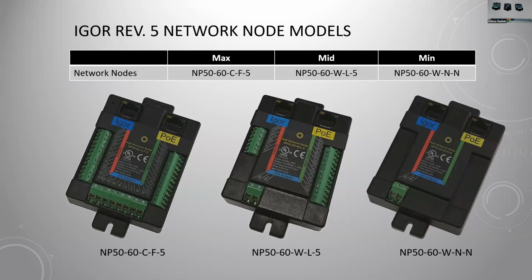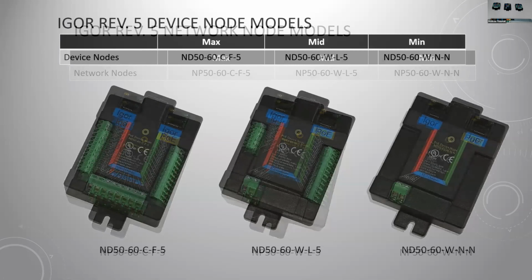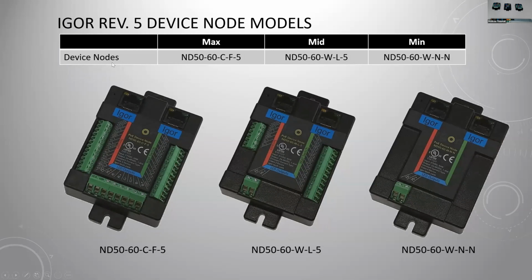So going on to the next slide, we're going to have our device nodes, which physically are very similar, very much the same. But you'll notice they have two blue Igor ports. And so that's used for our Igor bus for daisy chaining these nodes. And so you can have up to 5 total nodes in a daisy chain. So that would consist of one network node, which is receiving the PoE power, and then transmitting that down the line to up to 4 more device nodes.